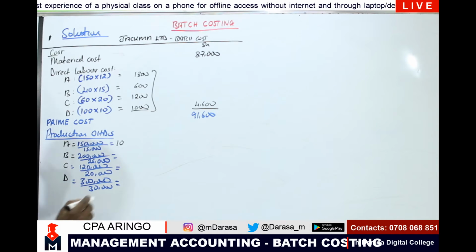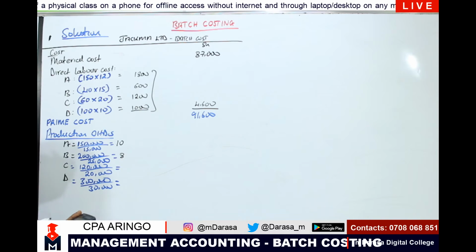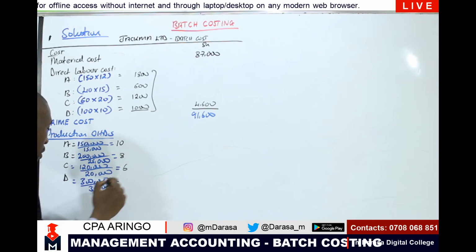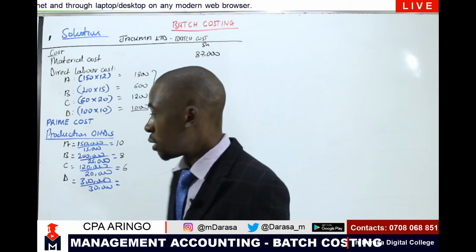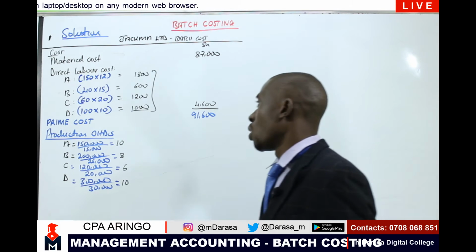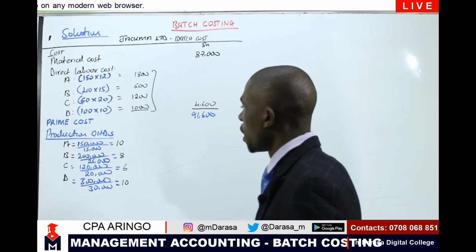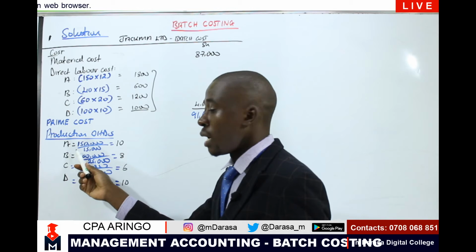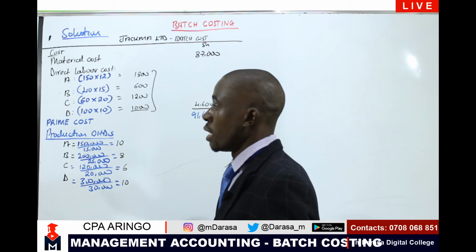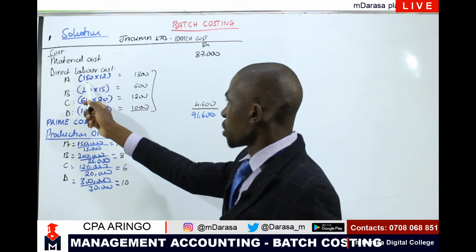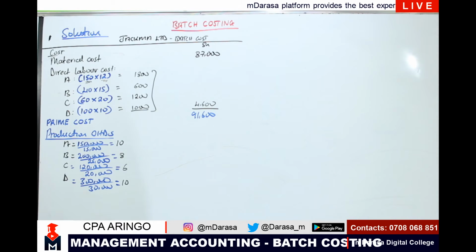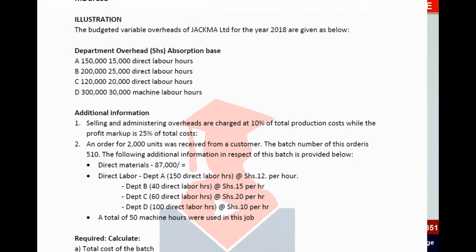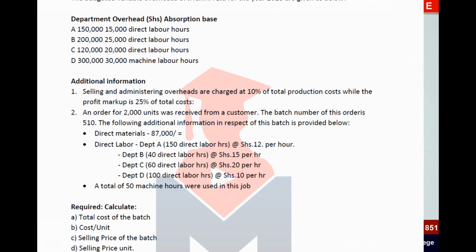Our overhead absorption rate, like for A, I should be having the total cost overheads I'm given, 150,000. We divide by the absorption base, which is 15,000. So ideally, that should give me how much? 150,000 divided by 15,000 gives us 10. So I'm going to have our 10 at that point.